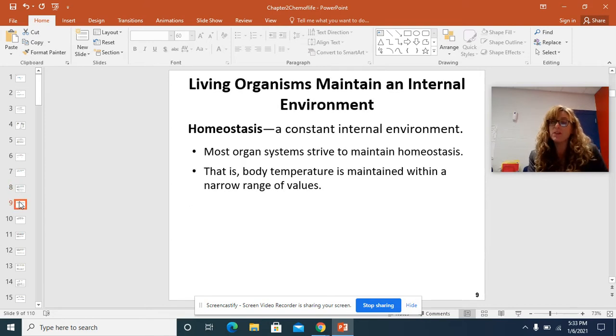The third characteristic of life is homeostasis. Homeostasis is a constant, balanced internal environment. To be alive and functioning, our bodies have to be in homeostasis. Our body temperature, our blood acidity, all kinds of things in our body have a homeostatic range that they thrive in.